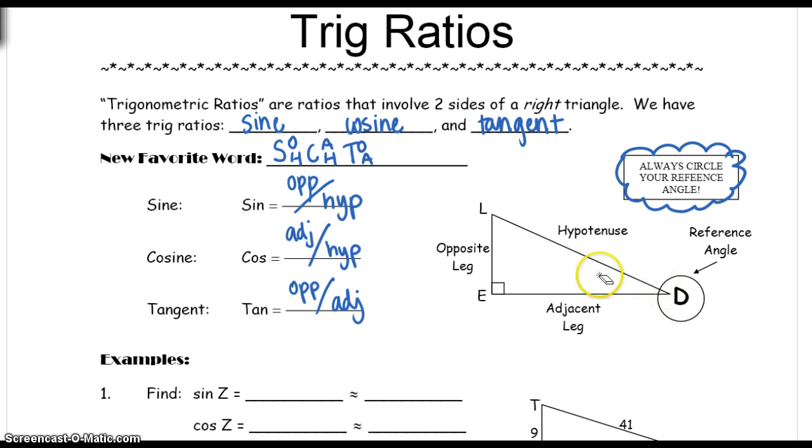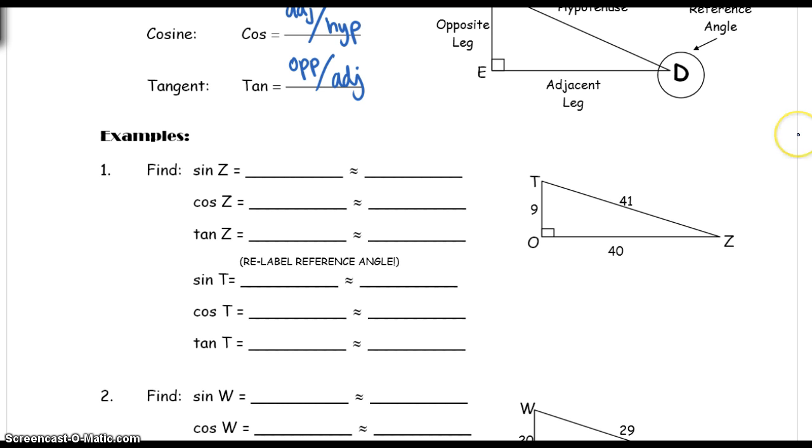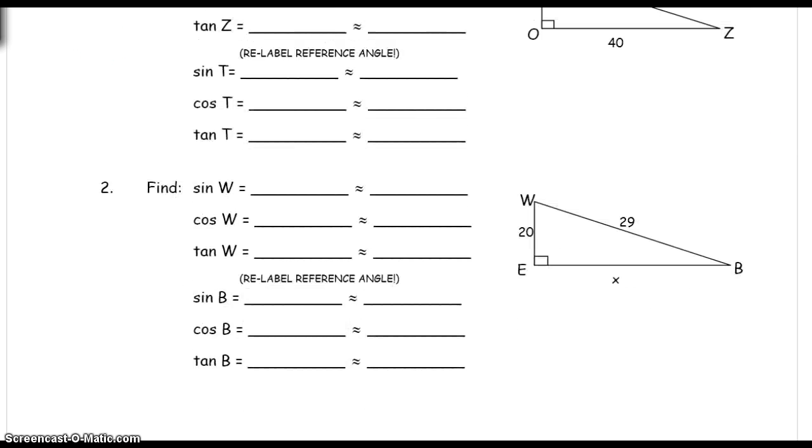I always label my opposite, which is straight across from whatever angle you circled. Then I label my hypotenuse, which is across from the 90. And then whatever I have left over, I label as my adjacent. Okay, so we're going to use that down here. Now I'm actually going to skip number 1 because number 1 I'm going to have you guys do. So let me circle this. You do that on your own, but don't try it yet because I want to show you number 2 first.